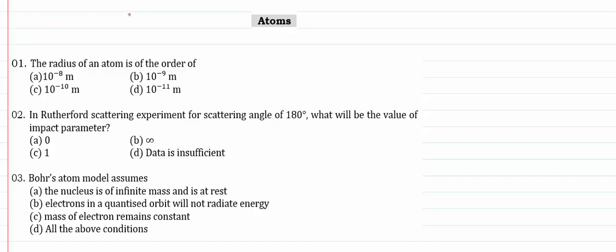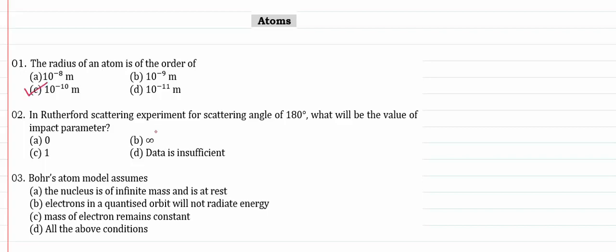Hello students. So in this video we'll see MCQs on atom. First, the radius of atom is of order. So if you see the options, atom will be of the order 10 raised to minus 10 meters. So option C is the answer.